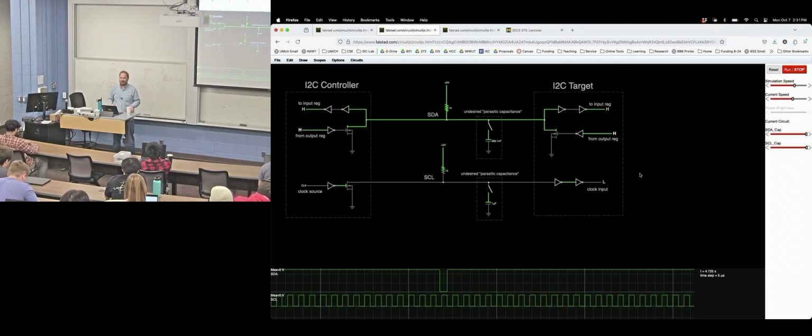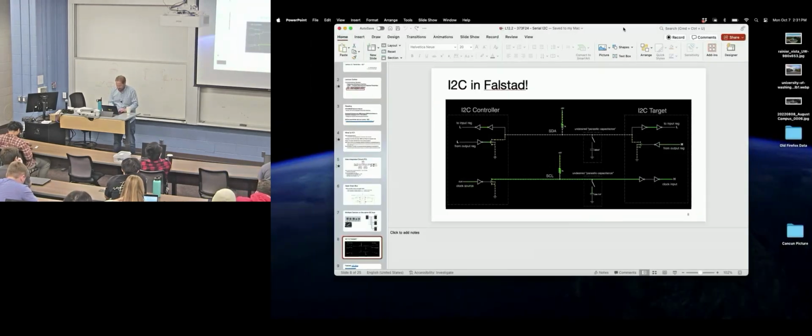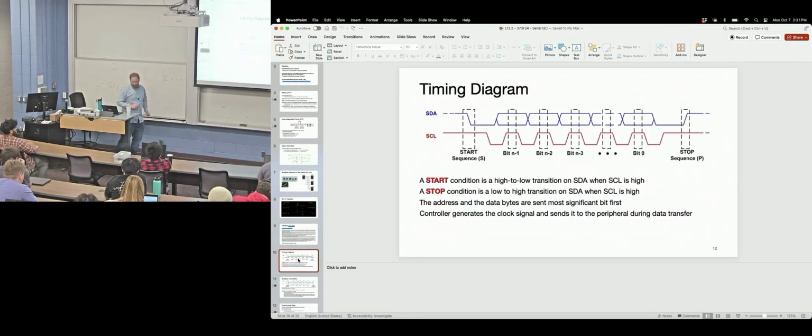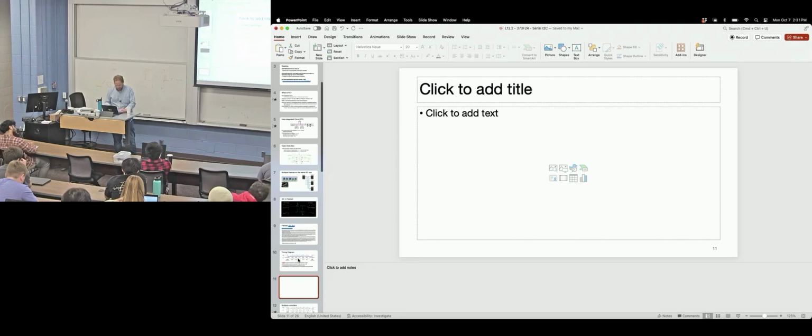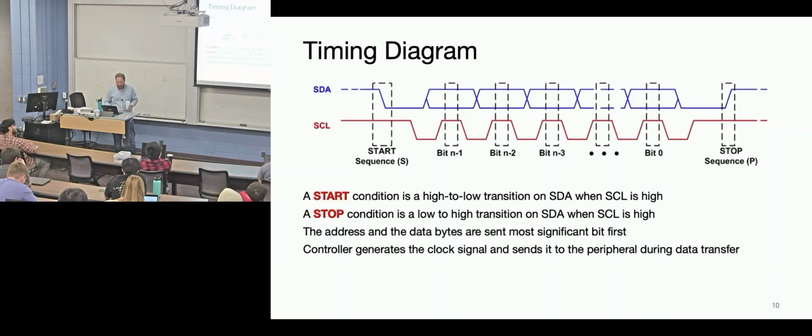Any other questions, false static questions? All right, we'll get up to the protocol layer here. All right, so we talked about signaling, and now we'll talk about timing diagrams. At the very beginning, there's a start condition.